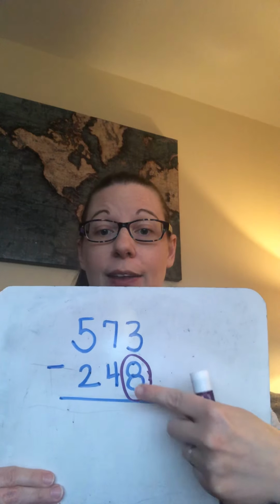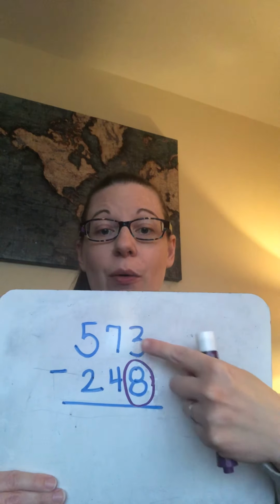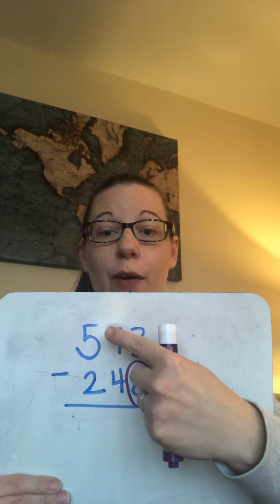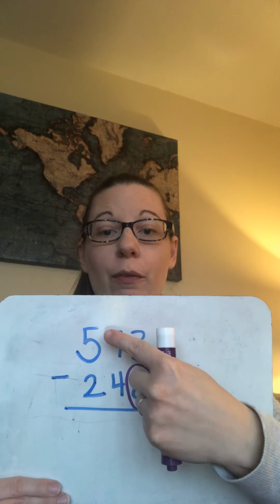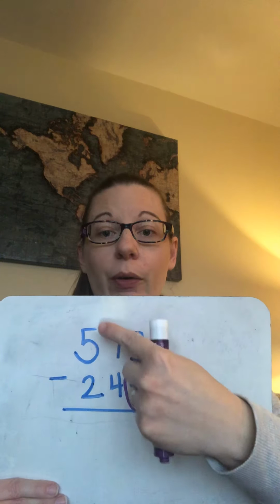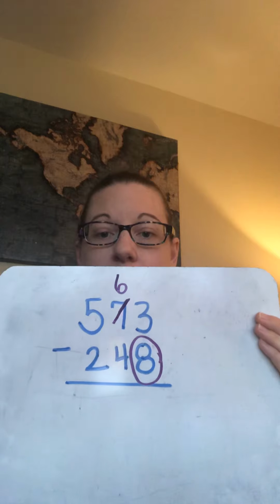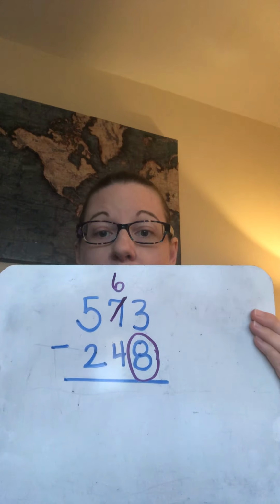So we know our 8 is the larger number. It's on the floor. We need to go next door and borrow. So we are going to borrow from the tens. We're going to borrow from the 7. And we're going to cross it off, and the 7 becomes, think about it while I write it down. We take 1 ten away from that 7, and that 7 becomes a 6.